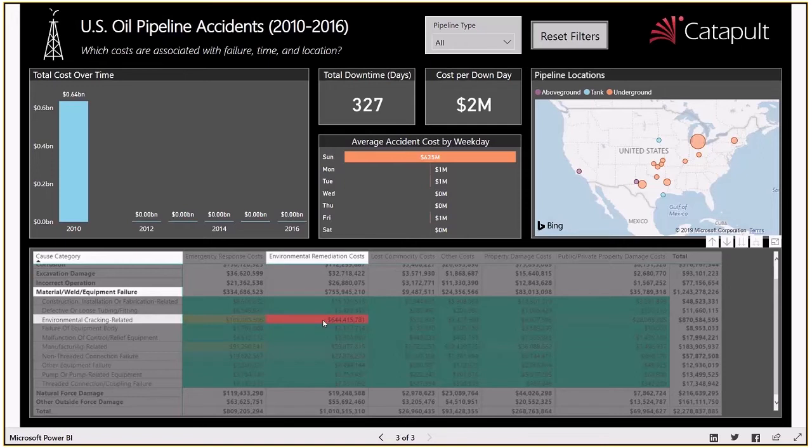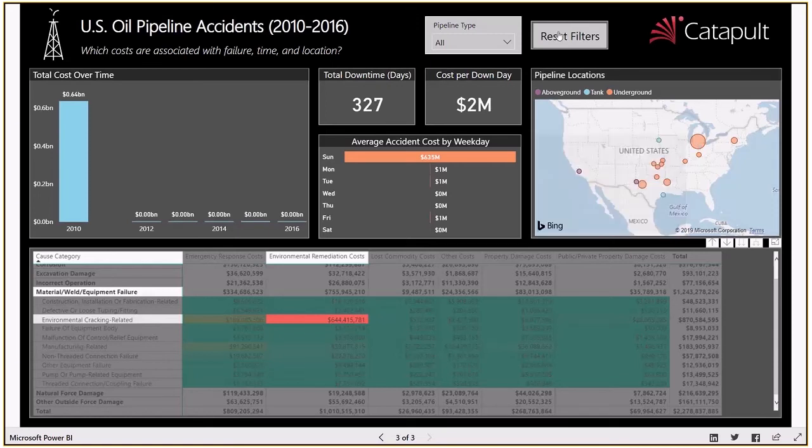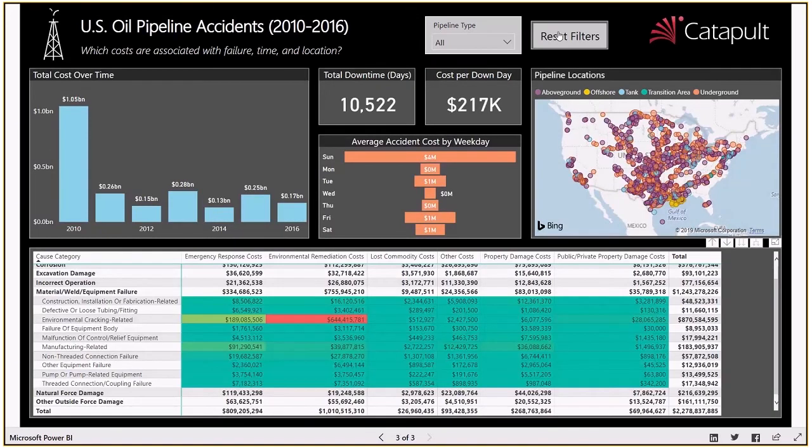When we highlight that cell, you'll be able to see all of the particular incidents associated with those particular causes. I can see that they take place mostly on Sunday, and that it's dominated by this one particular bubble on this chart, which represents one accident. Hovering over it, I can see the exact location, the name of the operator, the date of the impact, and the total cost. This is just a small example of the types of insights that can be delivered to you through our Agile Analytics service.